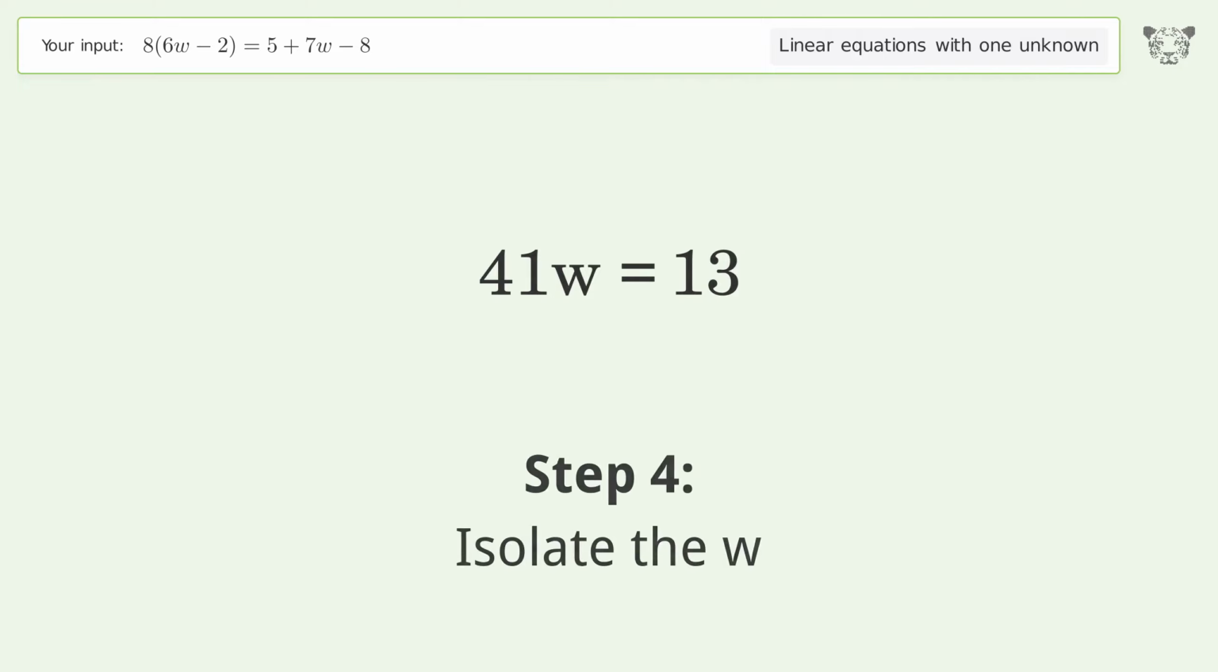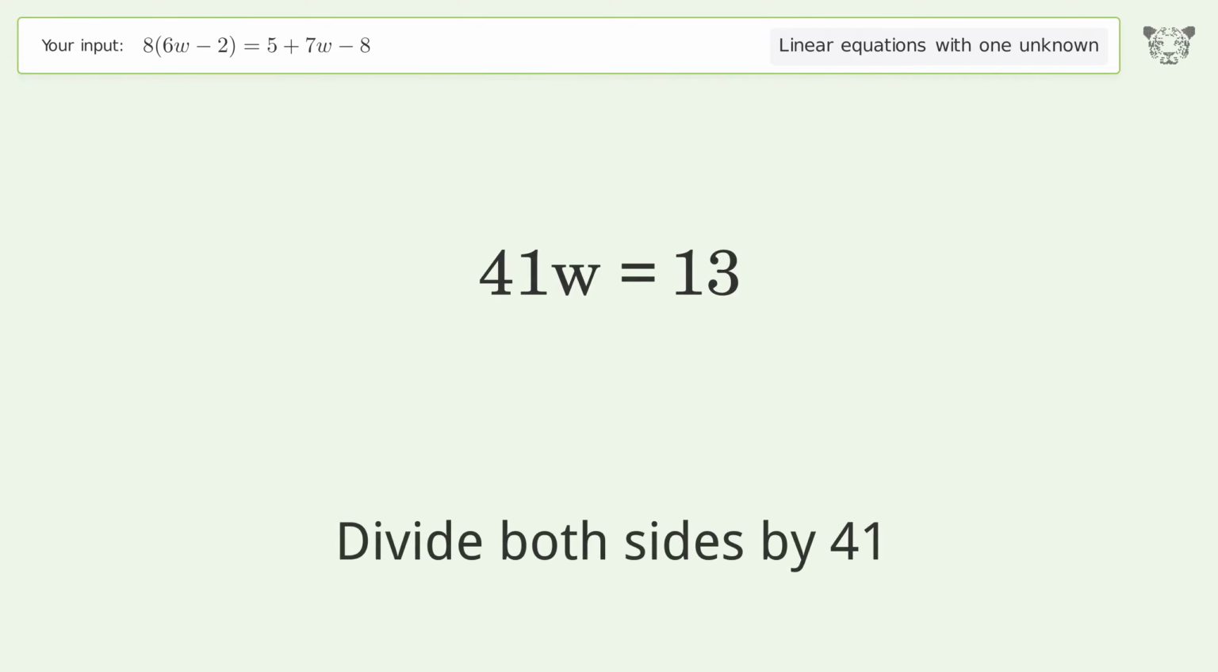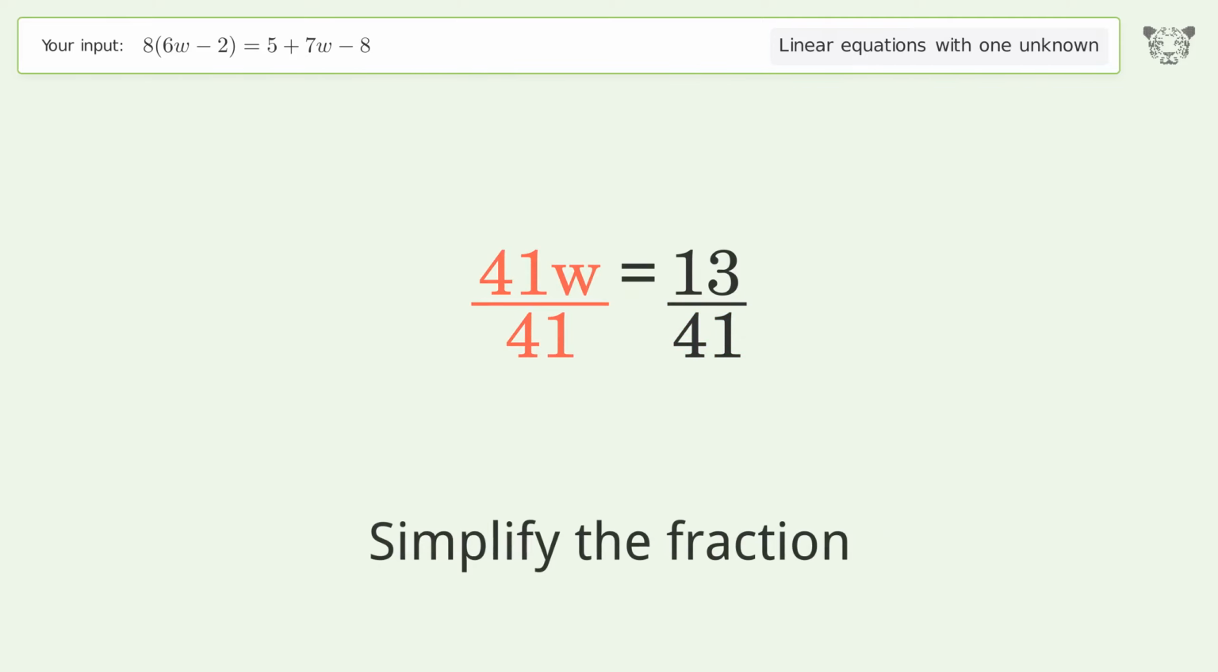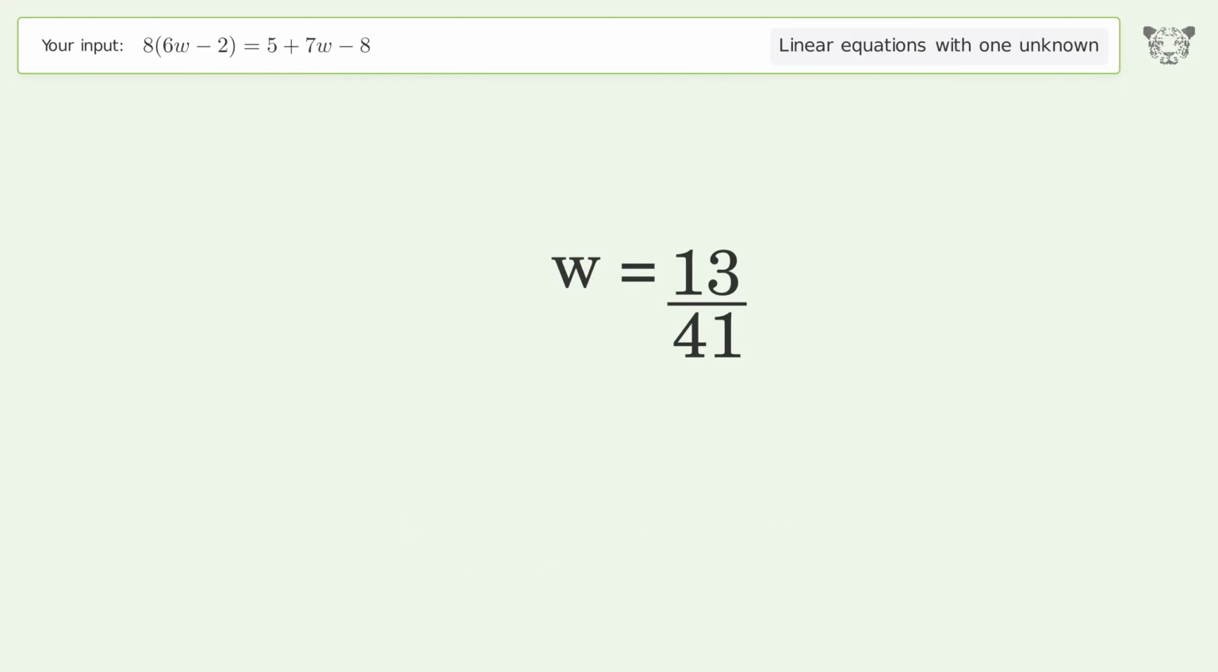Isolate the w. Divide both sides by 41. Simplify the fraction. And so the final result is w equals 13/41.